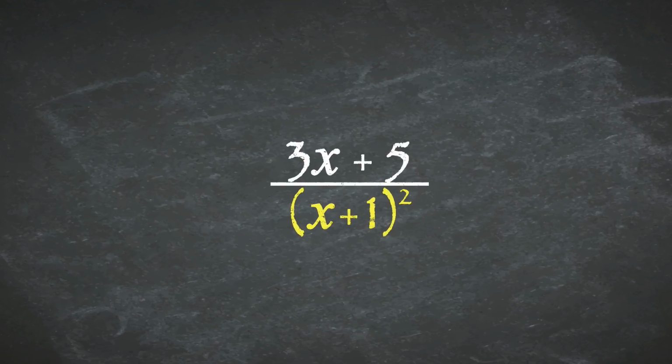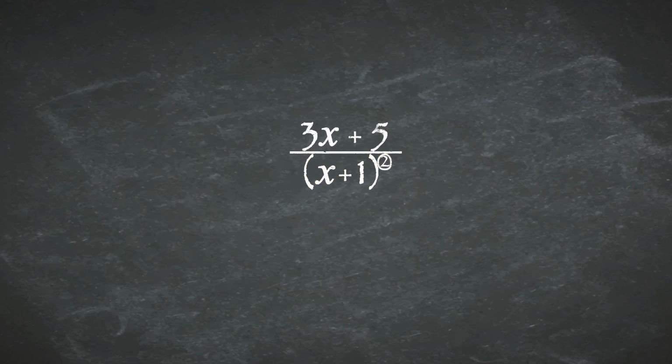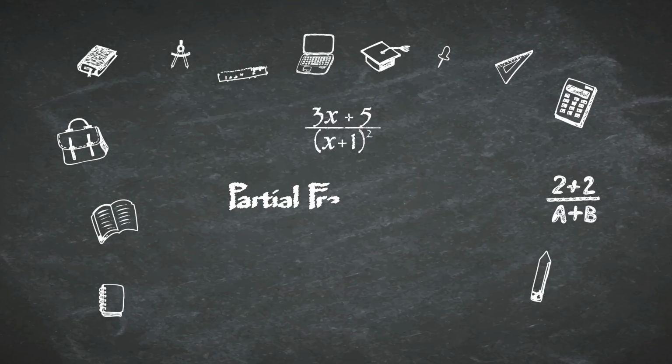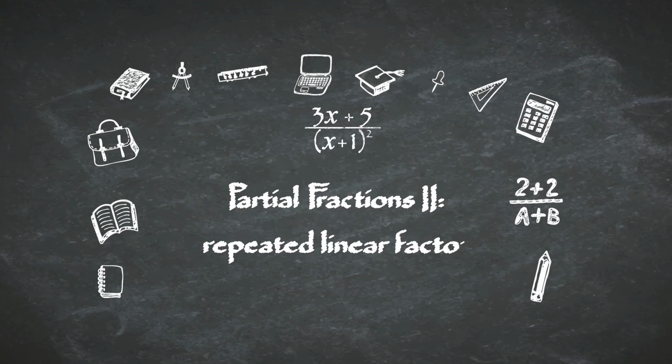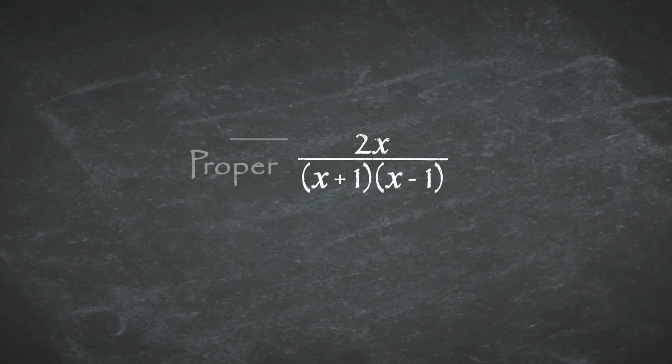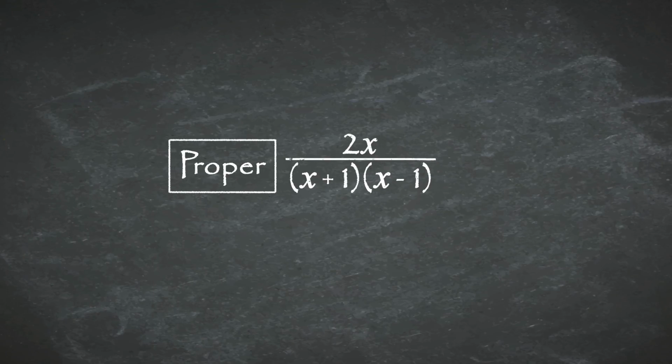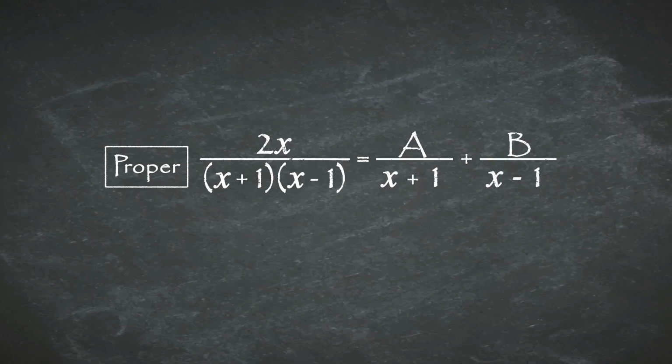The denominator of this algebraic fraction has a repeated linear factor. In this video, let's learn how to obtain the partial fractions of such a fraction. You have learned that this type of proper algebraic fraction has partial fractions of this form.